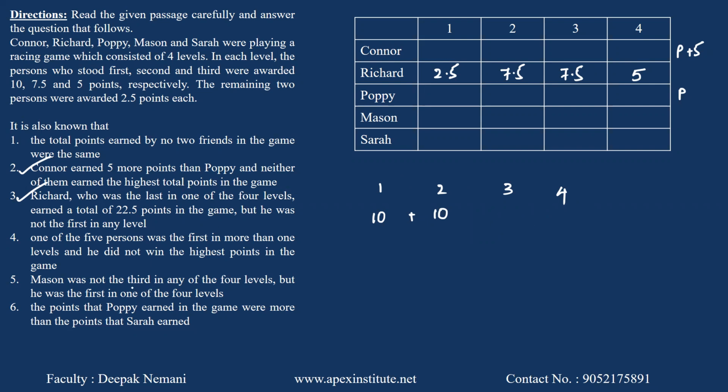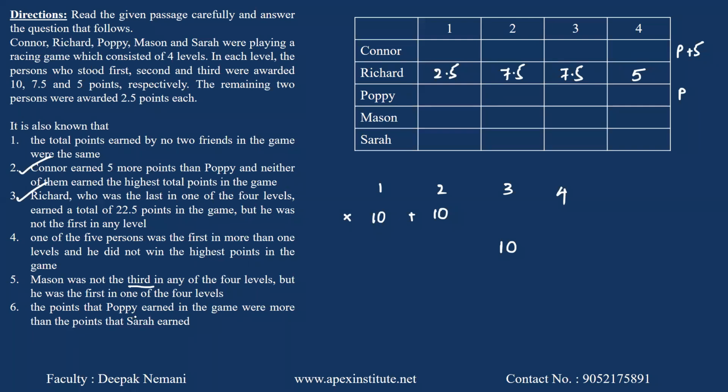Now Mason was not third in any of the 4 levels, but he was the first in one of the 4 levels, and this person does not have the highest points. So 10. If this person is not the highest, who could be the highest? The person who had 10 in more than one level. Correct? So Mason was not third in any of the 4 levels, but he was first in one of the 4 levels.